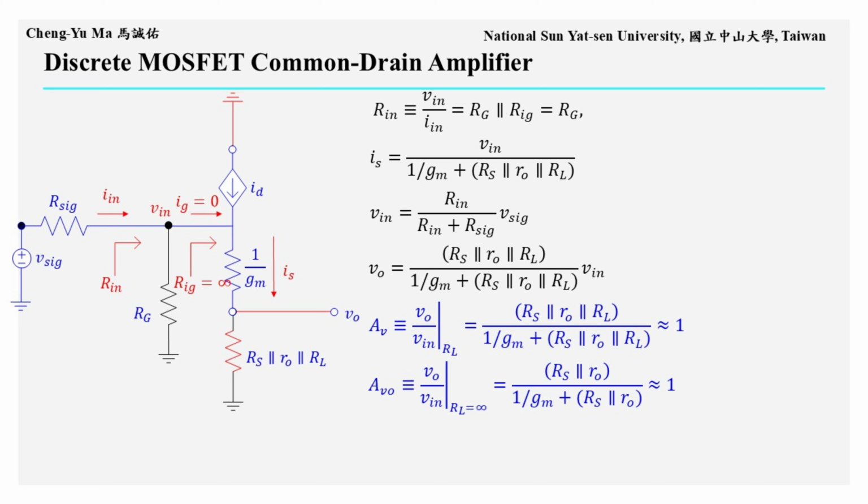Since 1 over Gm is usually much smaller than Rs in parallel with Ro and Rl, the voltage gain of the CD amplifier is usually close to 1. For the open circuit voltage gain, set RL to infinity, so AVO becomes Rs in parallel with Ro, divided by 1 over Gm plus Rs in parallel with Ro. Since 1 over Gm is much smaller than Rs in parallel with Ro, AVO is also approximately 1.